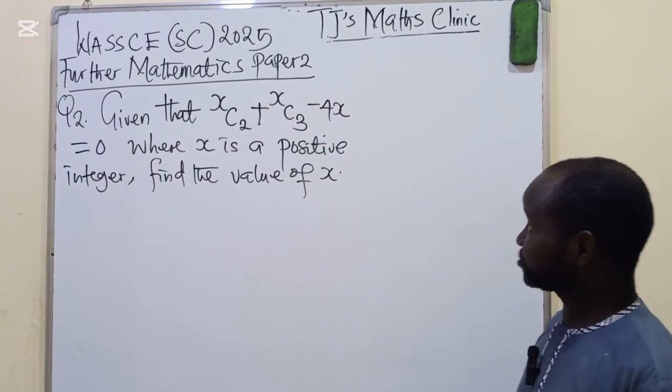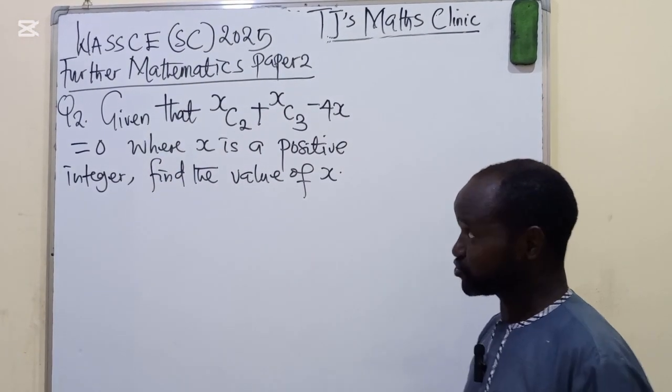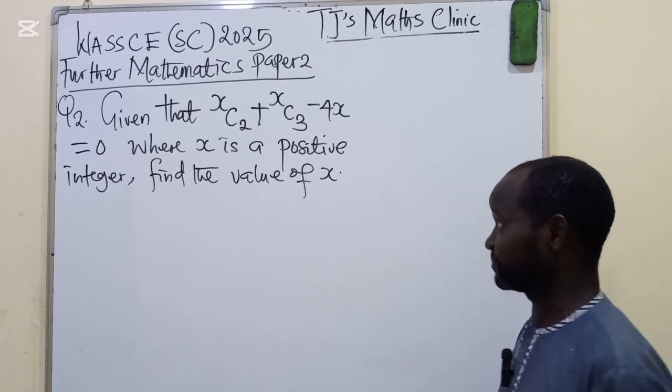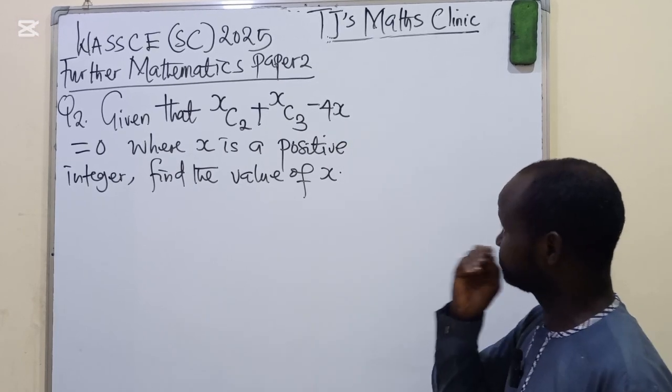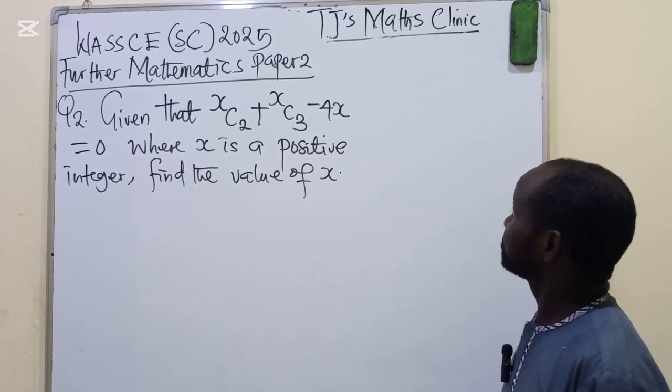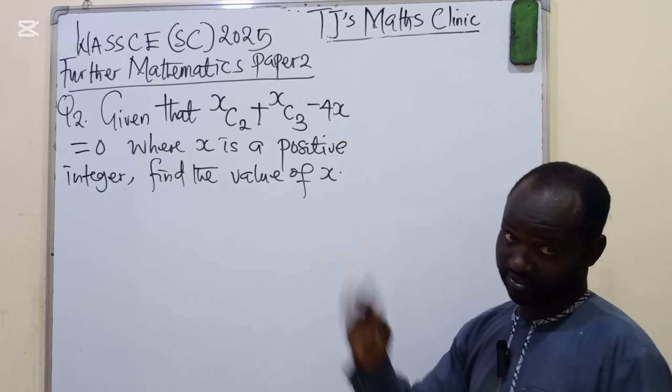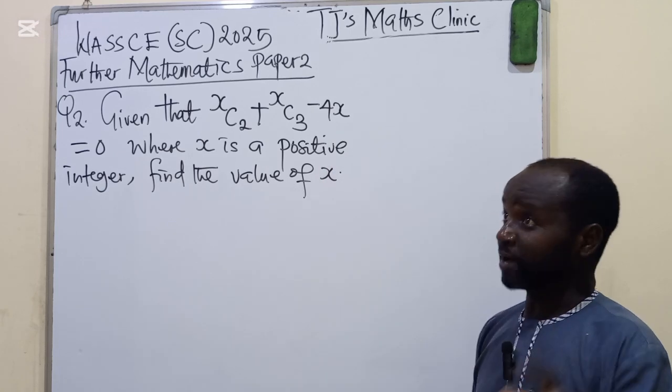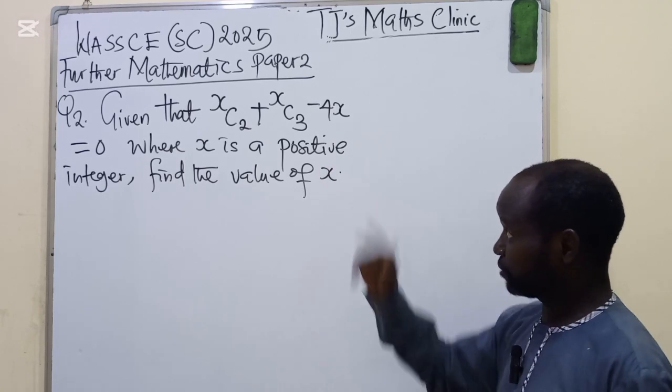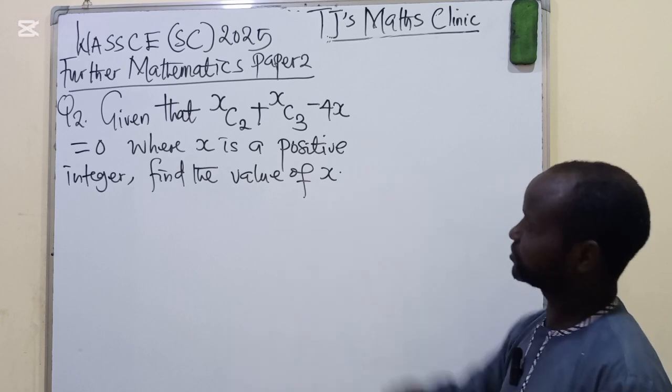Still on WAEC 2025, May/June, Elective Mathematics. This is Further Mathematics Paper 2, from the compulsory question. This question carries 6 marks. In my previous video, I solved question 1. Let's look at this question 2 together.